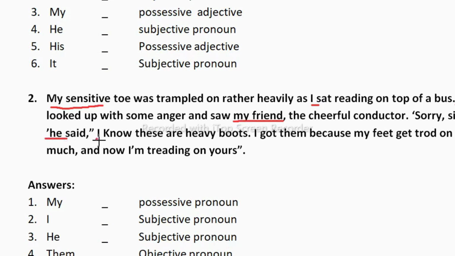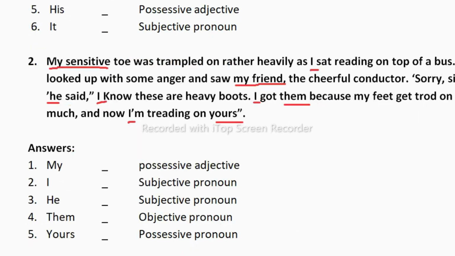I again, subjective pronoun. These are heavy boots. I again, subjective pronoun. My feet, which is a possessive adjective, on so much, and now I am treading on yours. This I again subjective pronoun, and this yours, which is a possessive pronoun. So students, you can see here these underlined words which are the pronouns. First, my sensitive toe, which is a possessive adjective. I is a subjective pronoun. He is also a subjective pronoun. Them, which is the objective pronoun, and yours, which is a possessive pronoun.